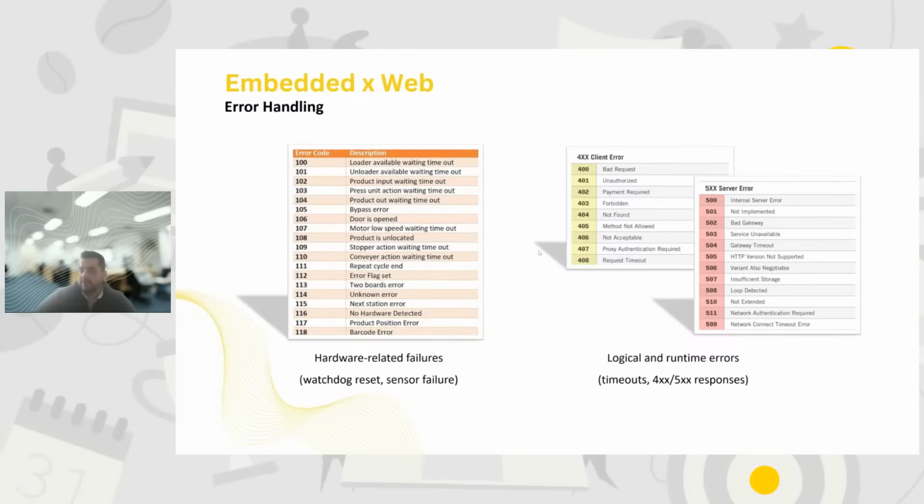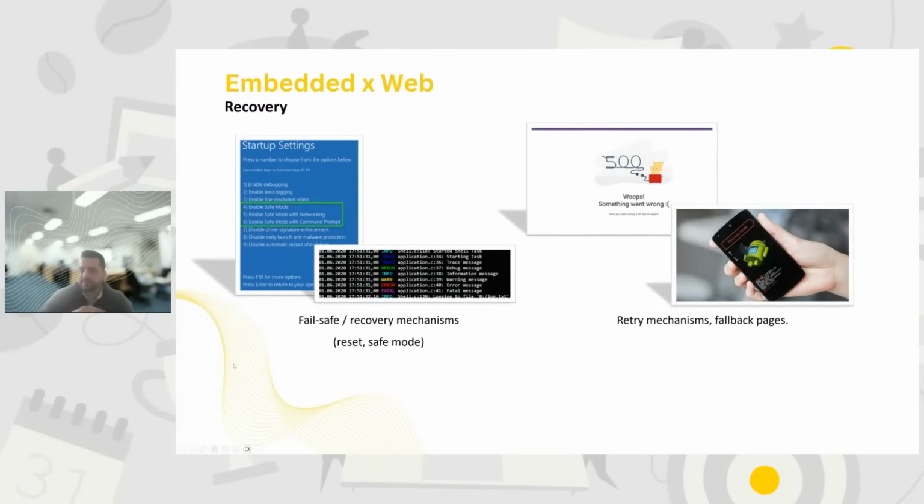Moving to the next point, we have recovery. Both systems are completely open to failures, and both systems, web and embedded, have recovery processes, like a reset or a restart. We'll see more about that later. But in the overview, it's about these recovery mechanisms like reset and safe mode. And you can see here some screenshots about startup settings. If you want to recover the old version of your software, or some specific part, whatever, it works the same way as on web.